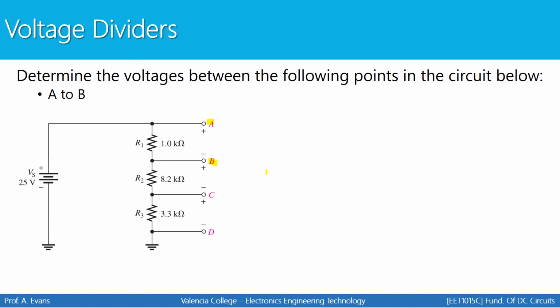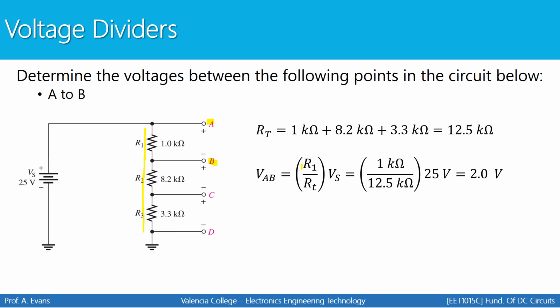The first thing we need is the total resistance of the entire chain of things that are in series. I've got 3 things in series, so my total resistance has to have all 3. And then I'm going to set up that ratio where I have the value of R1 divided by the total resistance times the source. That's going to tell me the voltage drop just from point A to point B.